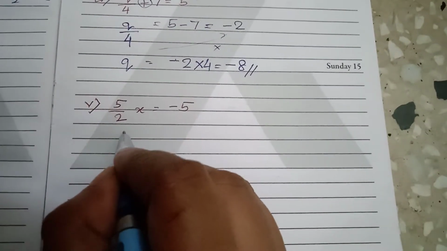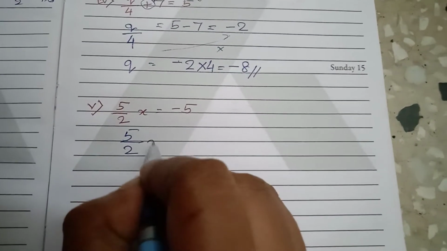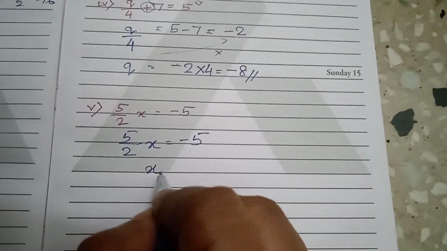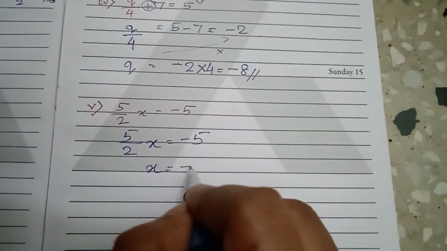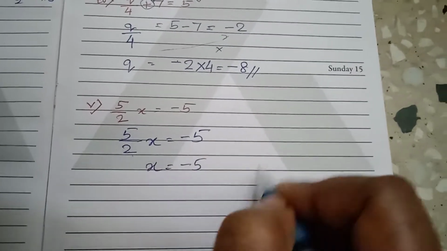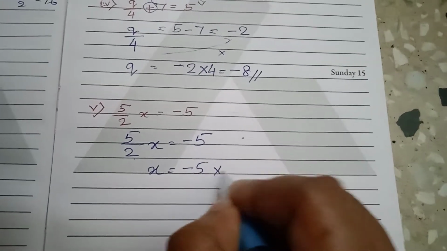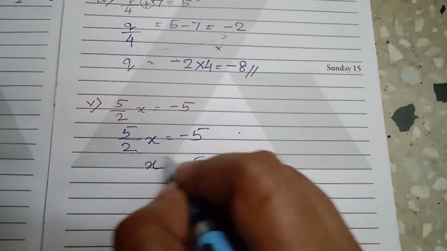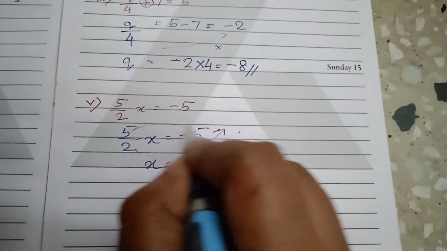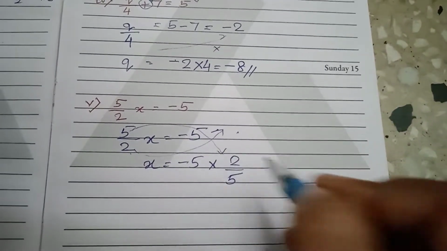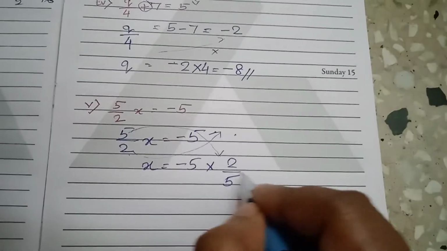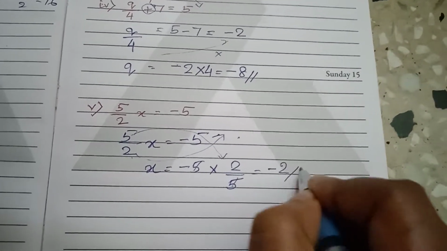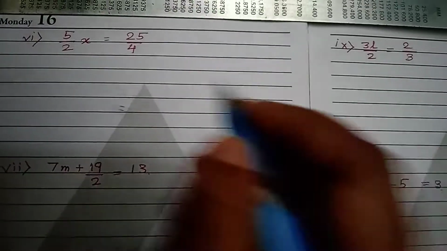Next question. So we have understood that 5 by 2x is equal to minus 5. So what happens when I do x? When it goes to the other side, denominator will become numerator and numerator will become denominator. So 5 by 2 will become 2 by 5. This will go up and this will go down. So it will become 2 by 5. So 5 gets cancelled, minus sign, minus 2. Okay. Next question.